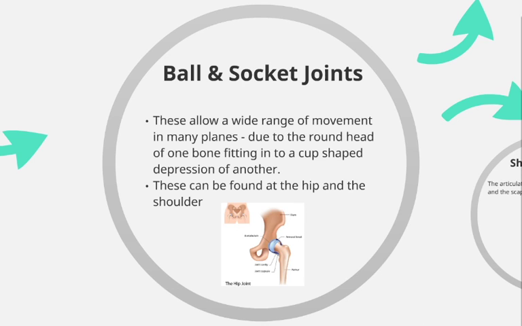And the reason that is possible is because there's a round head to one of the bones, which then fits into a cup-shaped depression of another. So if you look in the diagram there, the hip joint, you can see the top of the femur's got a rounded head, which then fits into that depression within the pelvis. So as you can see, these particular joints can be found at the hip and the shoulder.